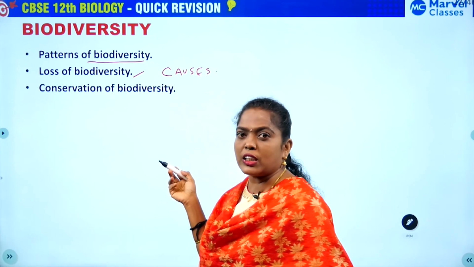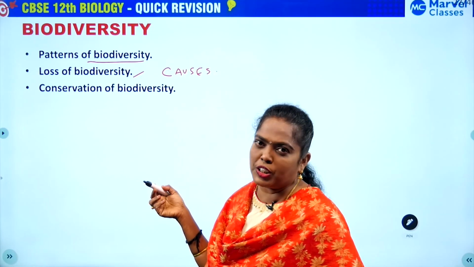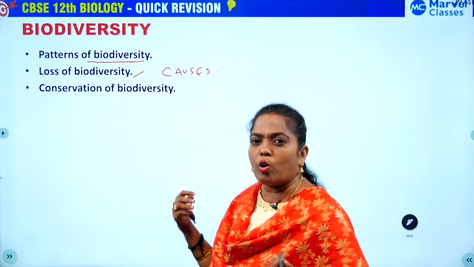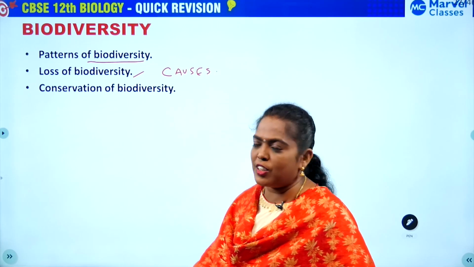So what is the first cause? Habitat loss, isn't it? Habitat loss, alien species invasion, over exploitation, and then co-extinction. These are the four things. You can explain that in detail.